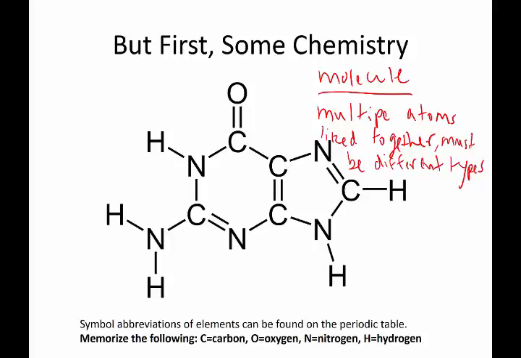Okay, so now what's an atom? So an atom is essentially the smallest unit of matter. So just like a cell is a small unit of life, an atom is the smallest unit of matter, at least for our purposes. If you take quantum physics, you'll learn that there are actually things that make up atoms.